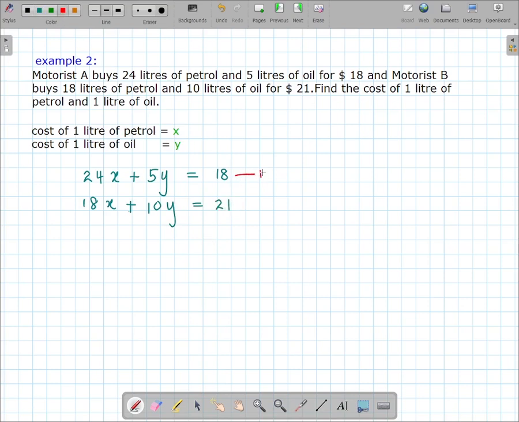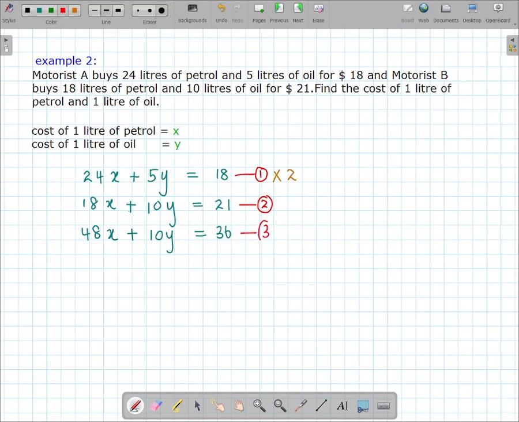Label the equations 1, 2. Check the coefficients. So x coefficients 24, 18, y coefficients 5 and 10. So you can easily equalize y coefficients. So 5 multiplied by 2, it becomes 10. So I'm going to multiply equation 1 by 2. So I get 2 times 24x, that is 48x, plus 2 times 5y, 10y, equals 2 times 18, that is 36.